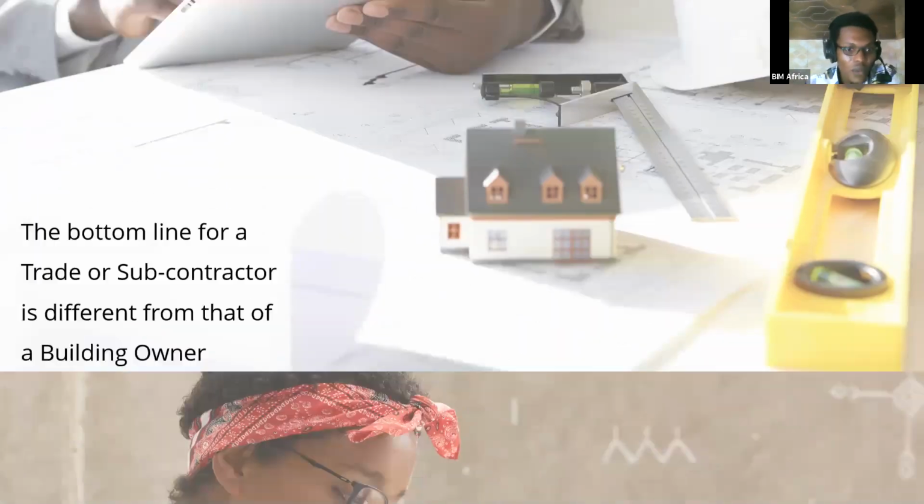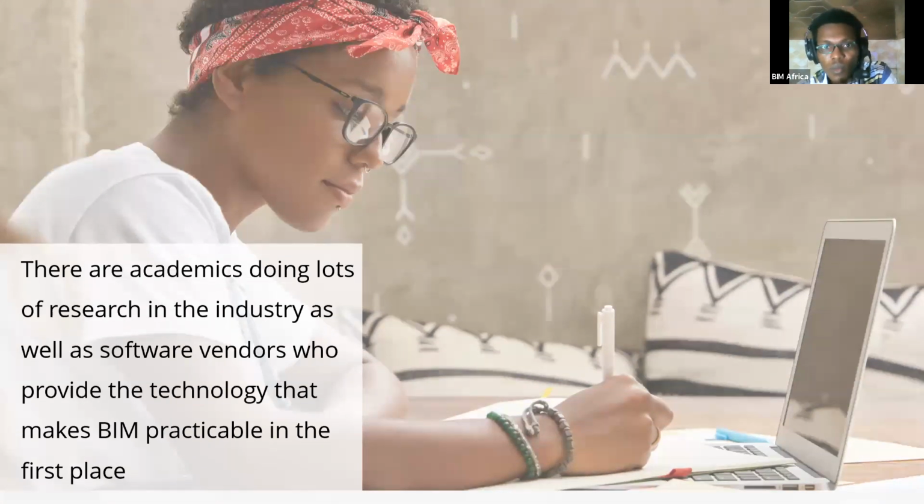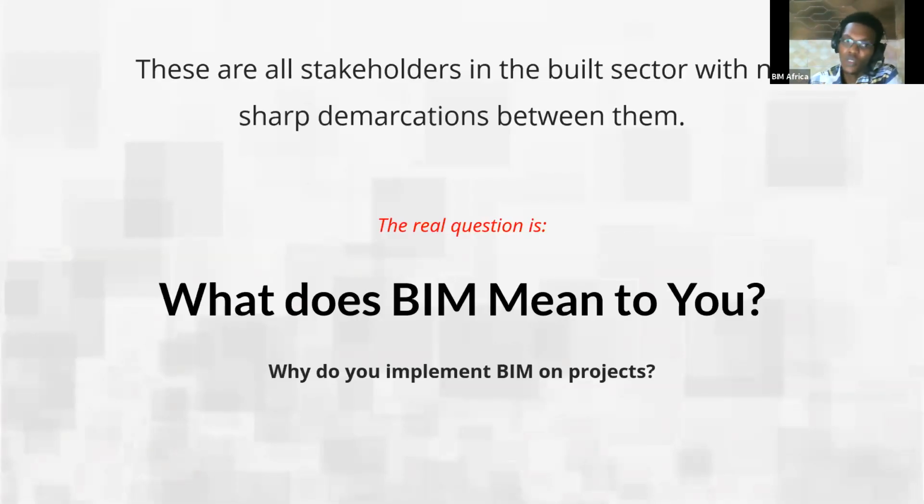And then you still have academics in our industry, doing a lot of research. And you also have software vendors that provide the technology that even makes this whole BIM practicable in the first place. So there are so many stakeholders, and BIM actually means different things to all these stakeholders. And if you look at it, there's not even a sharp demarcation between these stakeholders. You can be a manufacturer and be a contractor, for example. You can be a researcher and still work for a software vendor and whatnot. So it's a whole web of meaning that we attach to BIM at the end of the day.